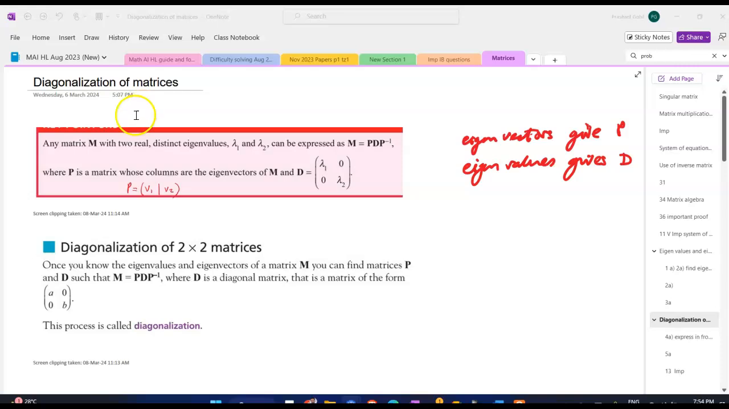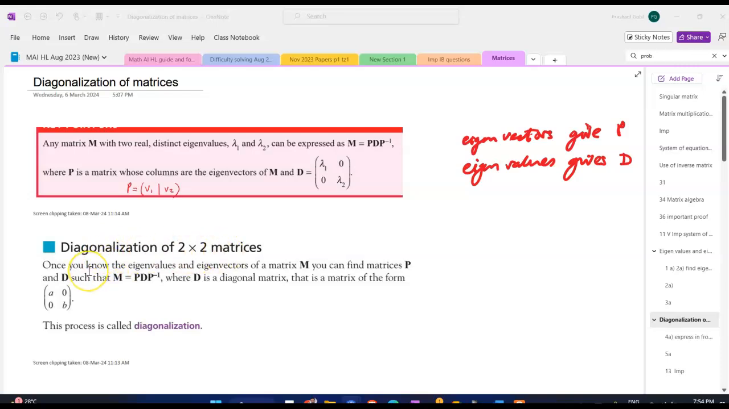Diagonalization of a matrix. Any matrix M that has two distinct eigenvalues, lambda 1 and lambda 2, can be expressed as M equals P D P inverse, where P is a matrix whose columns are eigenvectors. So eigenvector 1, eigenvector 2, P is that. D is what? Eigenvalue 1, eigenvalue 2 on the diagonal. And P inverse is the inverse of this matrix formed by the vectors.